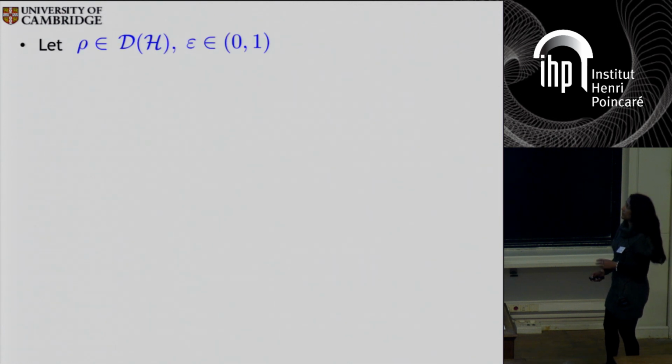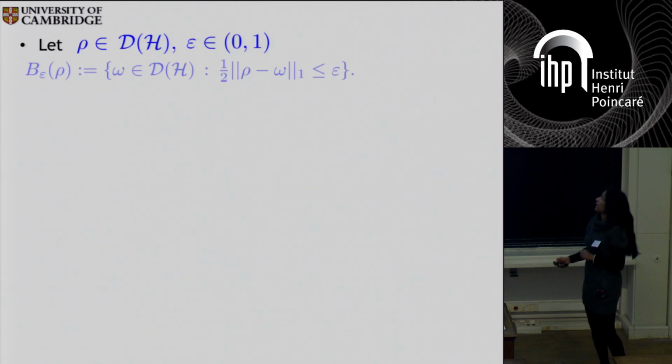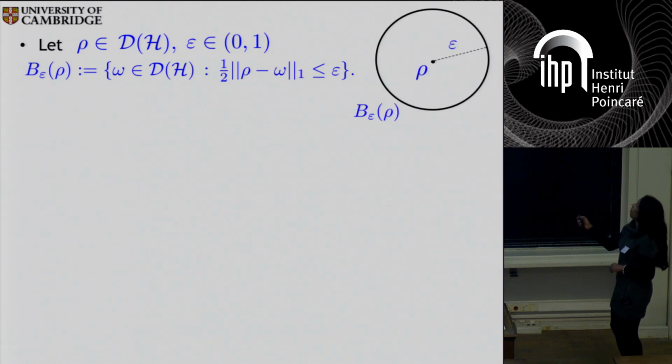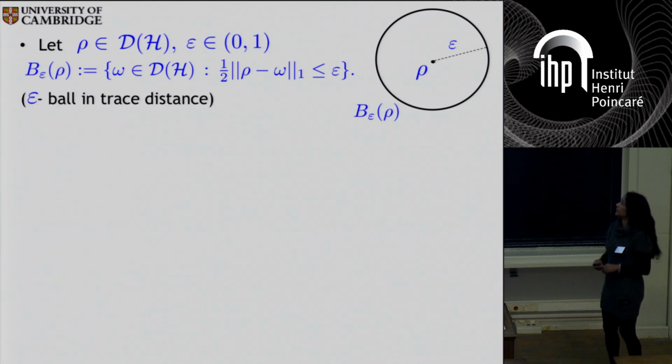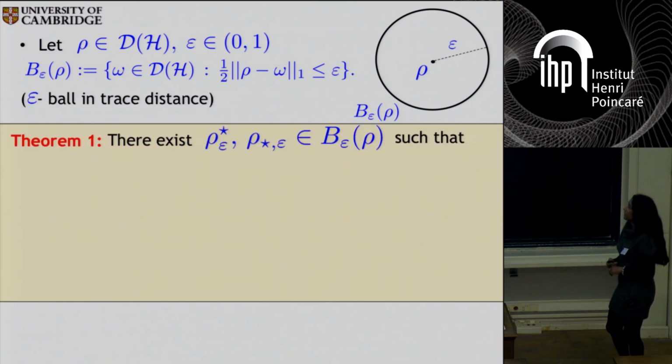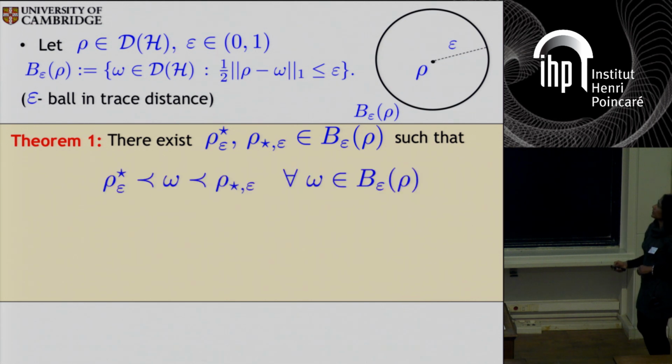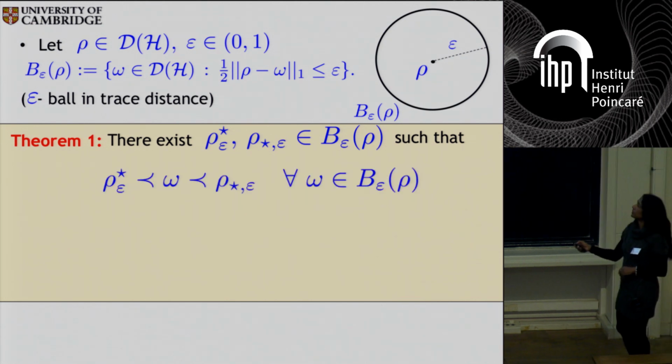Let rho be a state, and choose an epsilon, which is a parameter between 0 and 1. You consider a ball of states centered around rho, the ball being taken in trace distance and of radius epsilon. We call it the epsilon ball in trace distance. Then the first theorem is that there exist two states, rho upper star epsilon and rho lower star epsilon, in this ball, such that the following relation holds.